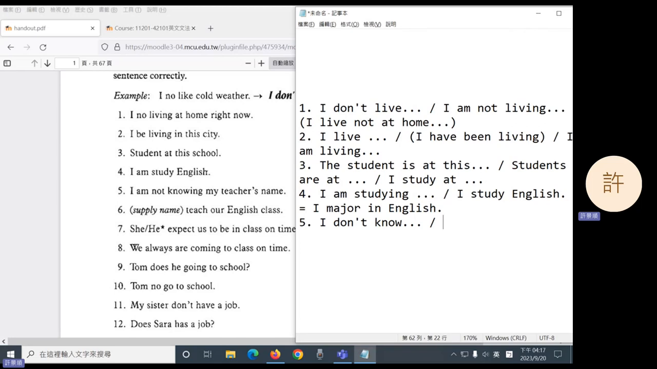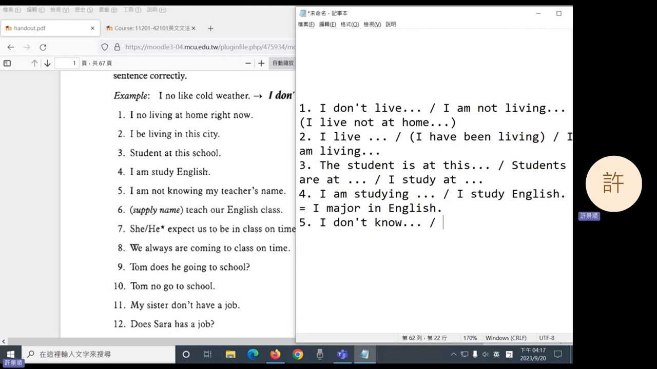Know is a status. 它是一个状态. So even though it is a verb, the verb describes a situation. It does not do anything. 因为这个动词只是描述状态. 所以通常它描述一个状态，所以以常态处理. Right? So I know, I don't know.